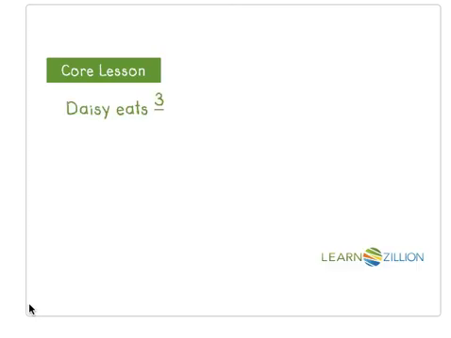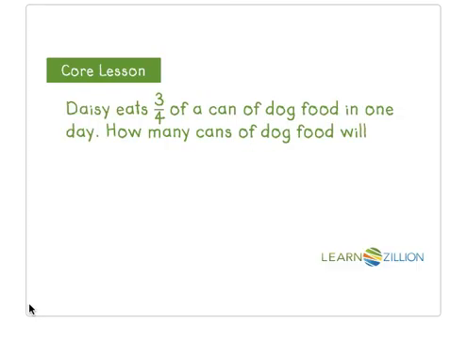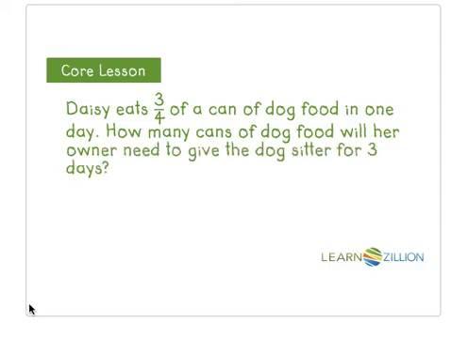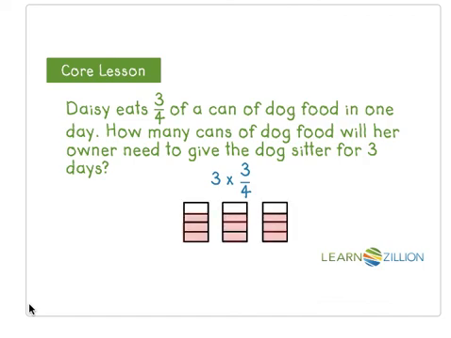Let's try a word problem. Daisy eats 3/4 can of dog food in one day. How many cans of dog food will her owner need to leave the dog sitter for 3 days? 3 groups of 3/4, or 3 times 3/4. We will expect a product that's less than 3 because we will be multiplying 3 times a fraction that's less than 1. So we know Daisy will need less than 3 cans of dog food.